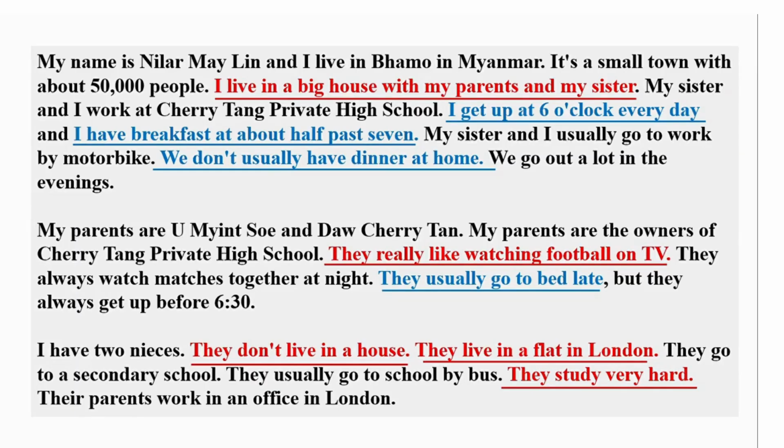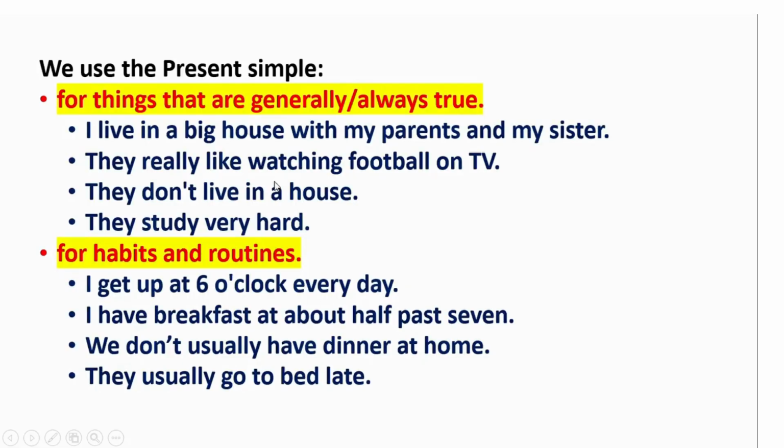So let's check some sentences in this passage. I live in a big house with my parents and my sister. They really like watching football on TV. They don't live in a house, they live in a flat in London. They study very hard. So these sentences are talking about the things that are generally or always true. So we use the present simple. I live, they really like. They don't live, they study.